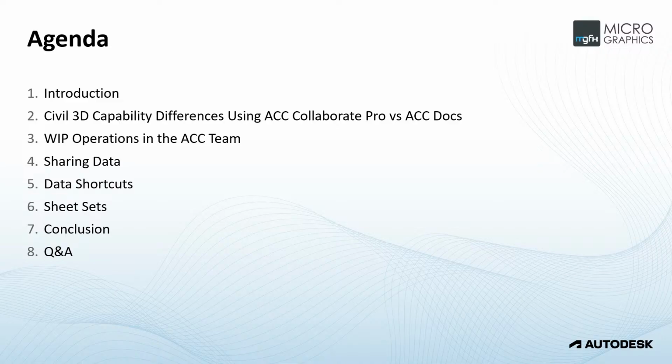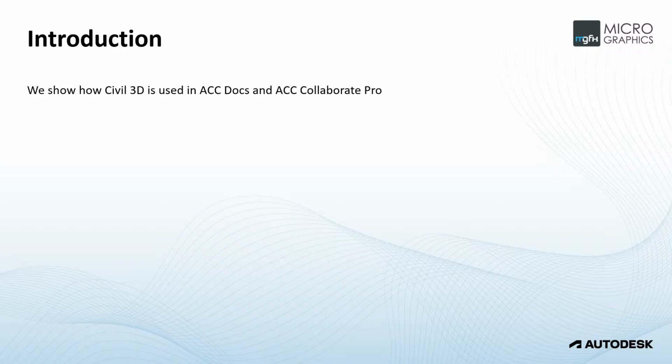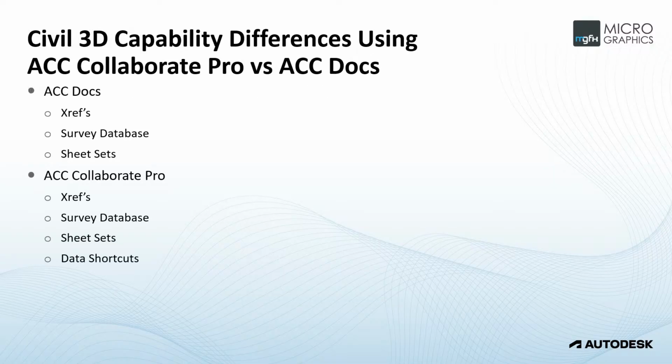The first item that we're going to do is look at what the differences are, and this is very important. If you've got ACC Docs, you'll see what's common between ACC Docs and ACC Collaborate Pro. And FYI, this has changed over the years. It used to be that you could only do XREFs. Things like your survey database and sheet sets weren't available if you had a Docs license. That's changed, in 2025. Now we've got XREFs, survey databases, and sheet sets being available on the cloud.